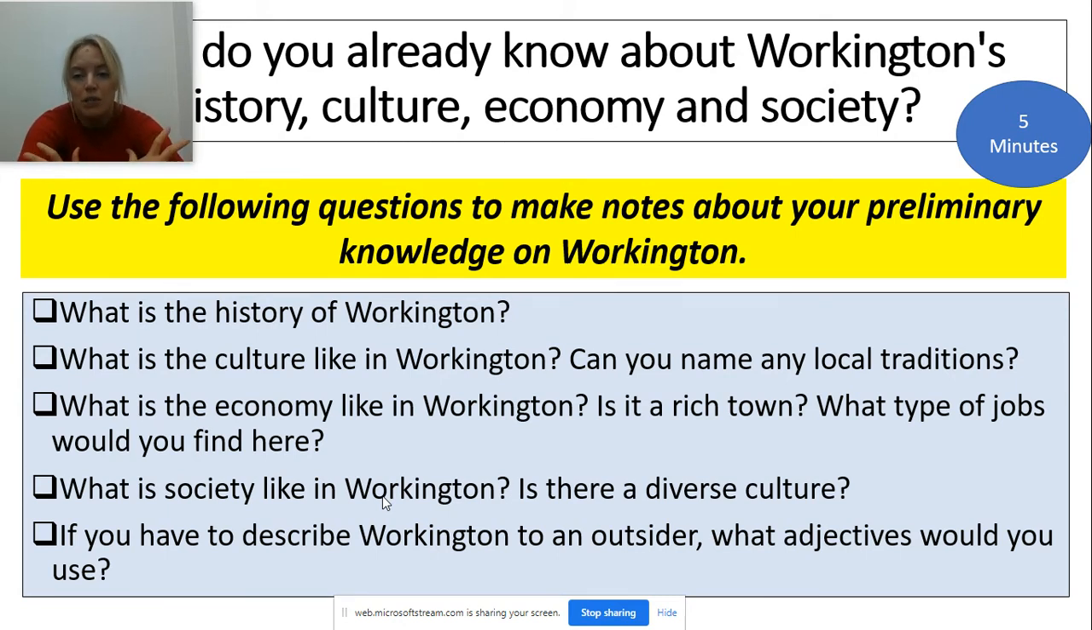Is it rich? Okay, are we deprived? What type of jobs would you find here? What is society like? Do we have a huge ethnically diverse culture? Do we have a lot of different religions? Do we have a lot of different traditions? And if you have to describe Workington to an outsider, so somebody who's never been to Workington before, what adjectives would you use? So I'm going to give you 5 minutes to make some notes about that.